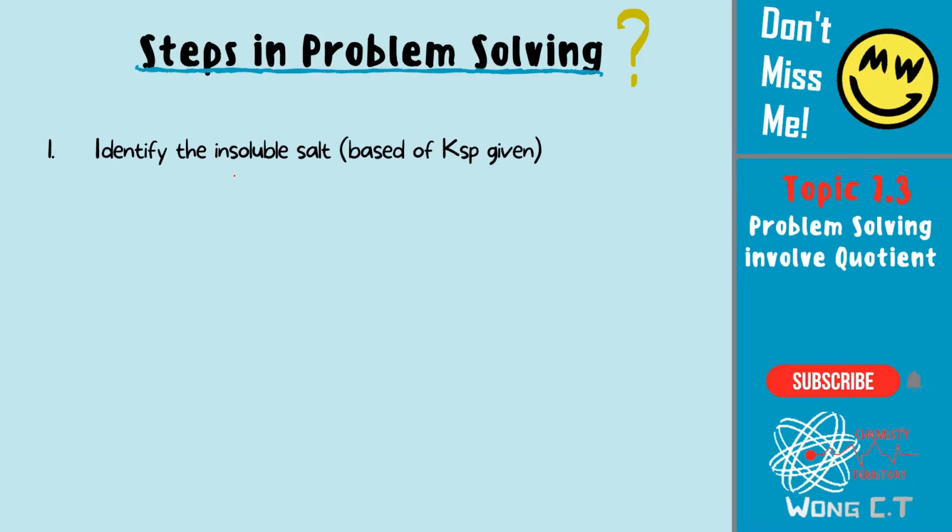The first step is you must identify the insoluble salt. How do I know which one is the insoluble salt? Simple. Look at the Ksp given. Look at which salt the Ksp is given to. That is the one that we are looking for. Of course, if the question is not giving you the Ksp, then the question should be asking for the Ksp. So the salt that the question is asking about or giving the Ksp for, that is the insoluble salt that we are looking for.